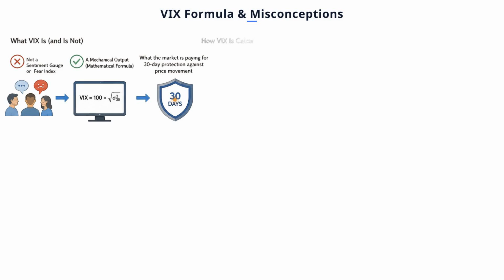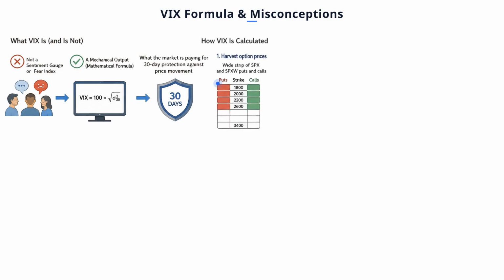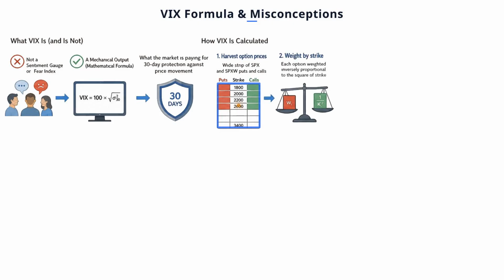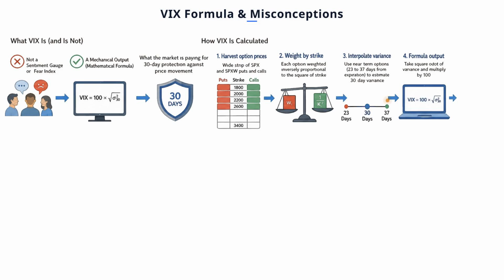The CBOE derives this number by harvesting prices from a wide strip of SPX and SPXW puts and calls. The calculation uses a weighting scheme where each option contributes to the total based on its strike price, specifically inversely proportional to the square of that strike price. By interpolating the variances of near-term options, 23 to 37 days from expiration, the formula produces a constant 30-day estimate. Taking the square root of this number and multiplying by 100 yields the printed ticker value.